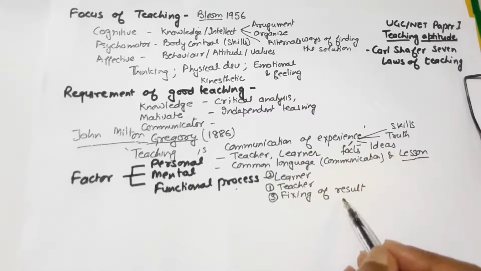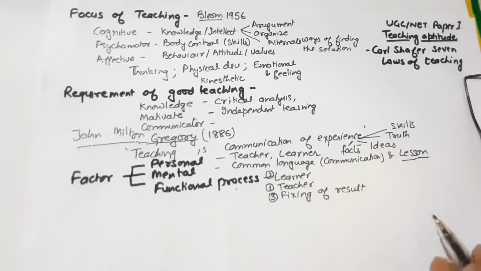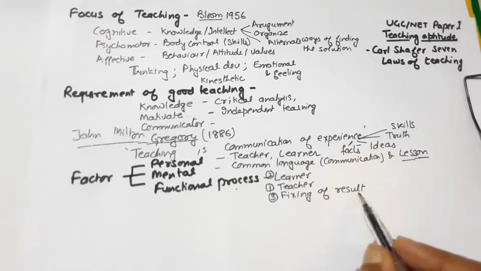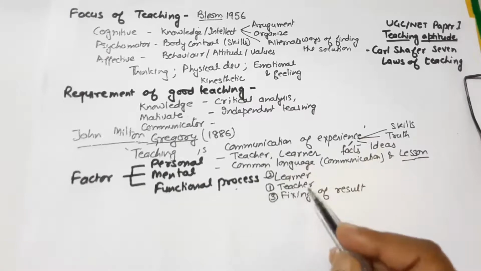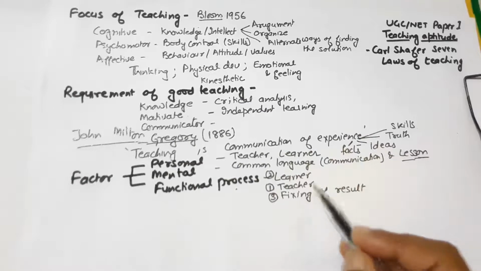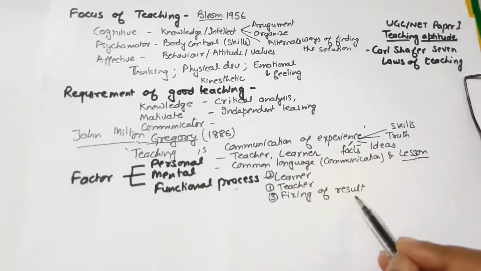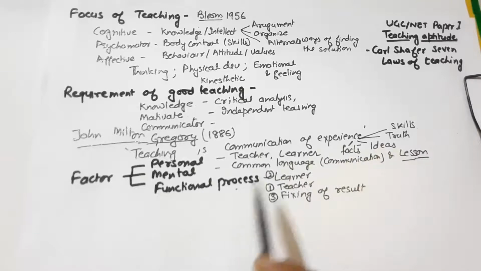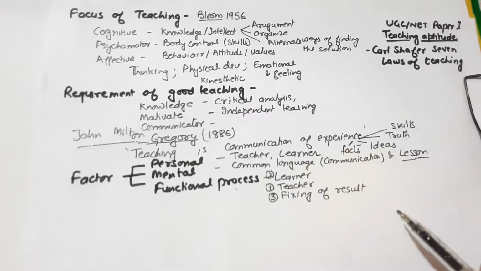And if after assessment the teacher finds that the teaching is good, that whatever he or she wanted the learner to learn, the learner has learned and has done it correctly, then there should be fixing of result. And if the learning has not been proper, then the process needs to be repeated. It is to be corrected and repeated until the correct finding is achieved. Then it is to be fixed. So fixing of the result is also done by the teacher. So this is how, according to John Milton Gregory, the teaching process takes place.